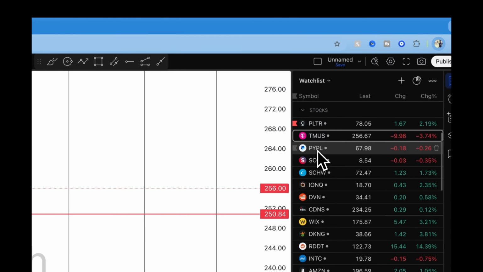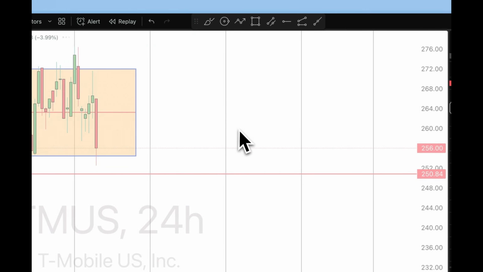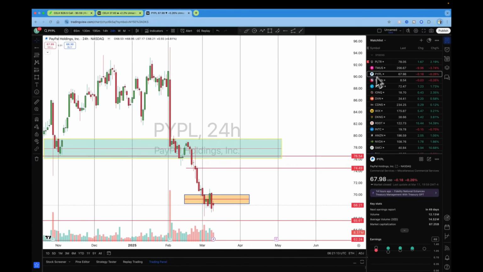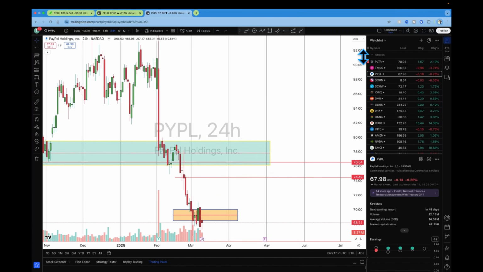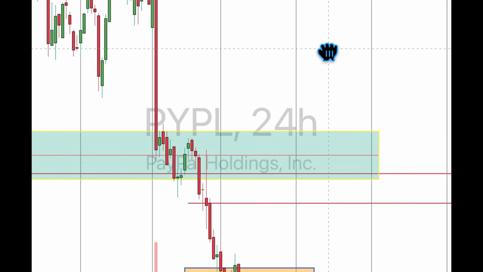Alright, now I'm finna look at PayPal. I'm gonna do a couple more and I'm gonna get off. Gotta wake up early for the morning for the market. Alright, like PayPal. This was another trade I also wanted to take.